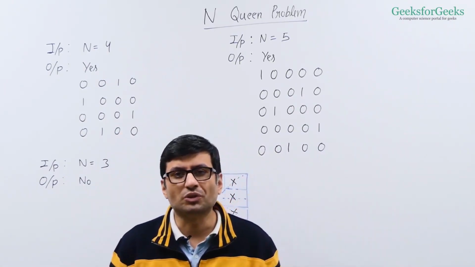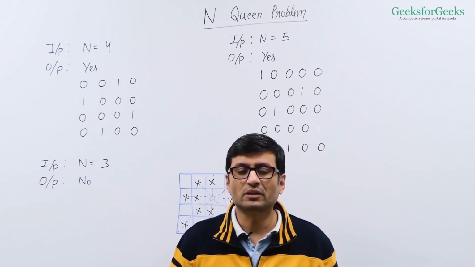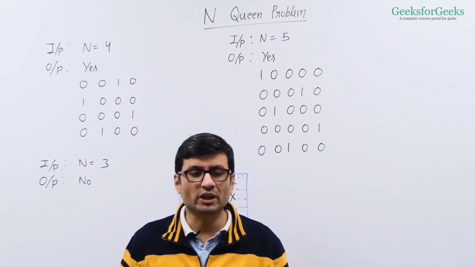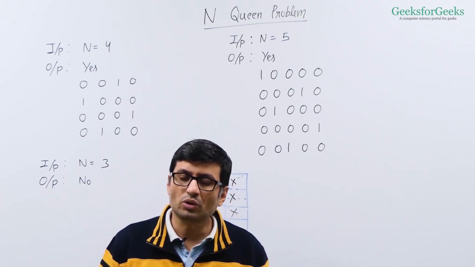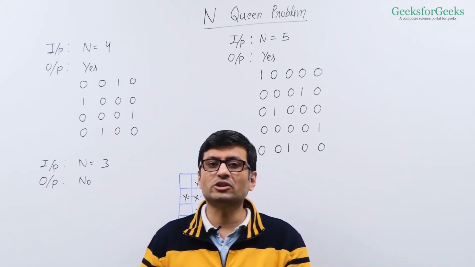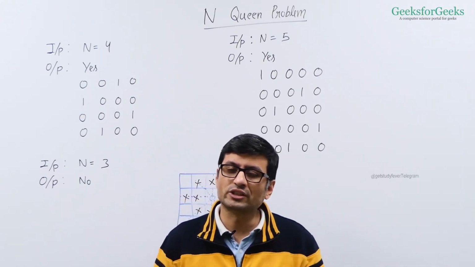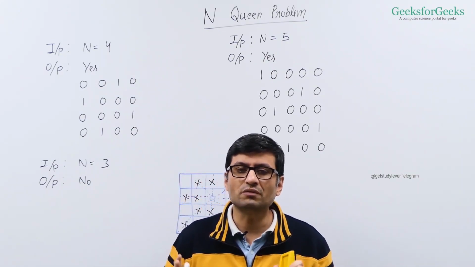Now please pause this video and write a function that takes n as a parameter. This function should return a Boolean value. It returns true if there exists a solution, and it also prints the solution in that case. If there does not exist a solution, then this function should return false.